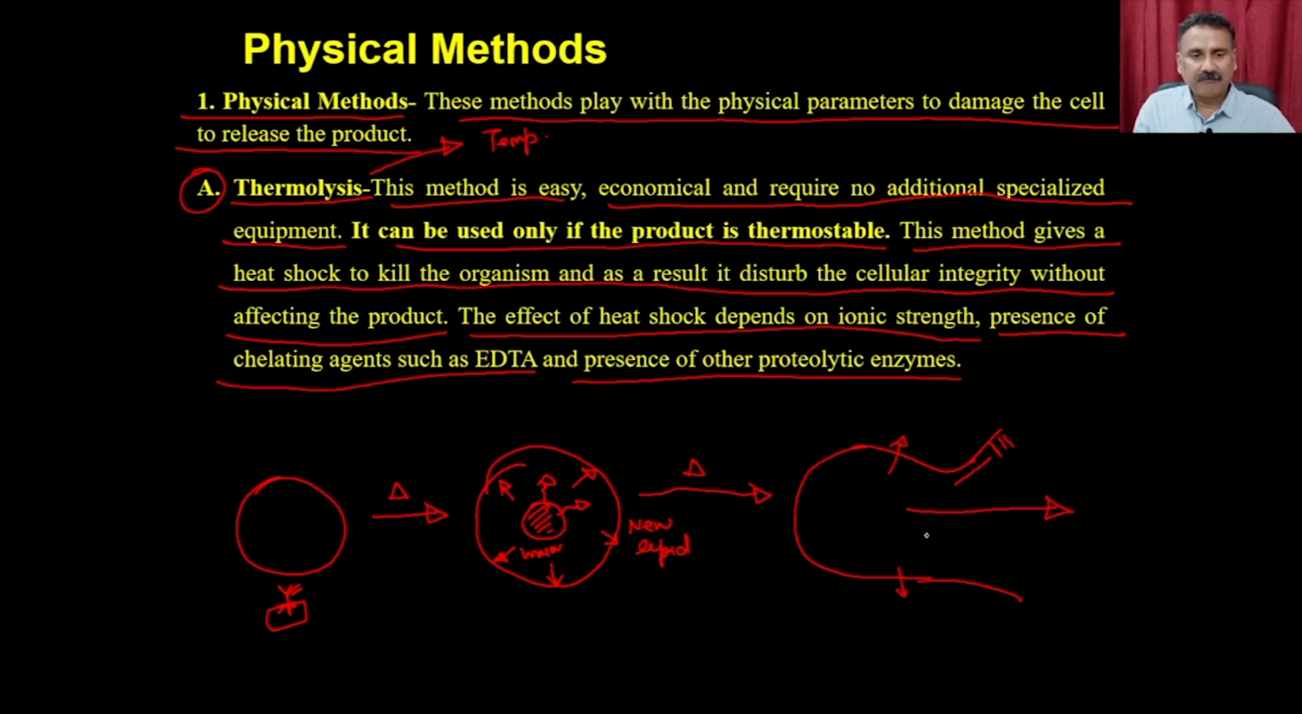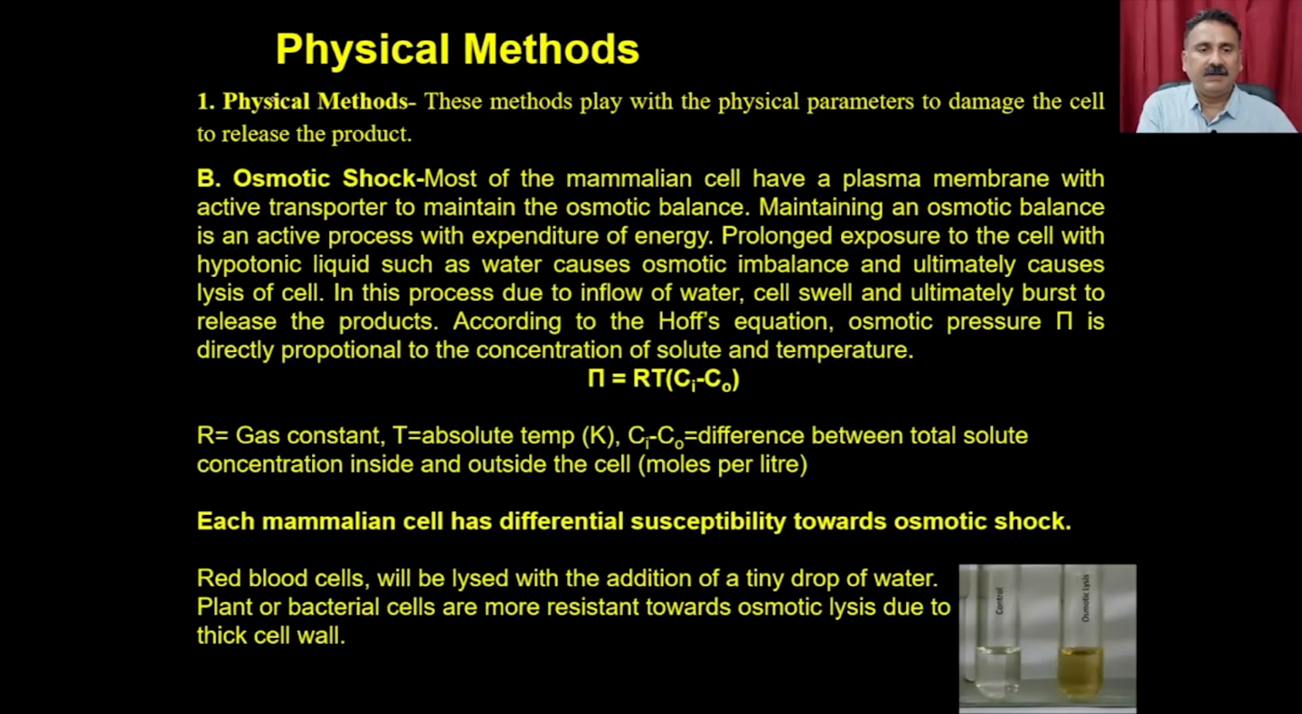That's how the content is released. Then we have the second method, the osmotic shock. Most mammalian cells have a plasma membrane with active transporters to maintain the osmotic balance. Maintaining an osmotic balance is an active process with the expenditure of energy. Prolonged exposure of the cell to hypotonic liquids such as water causes osmotic imbalance and ultimately causes the lysis of the cell.